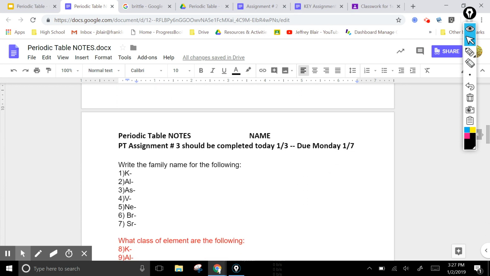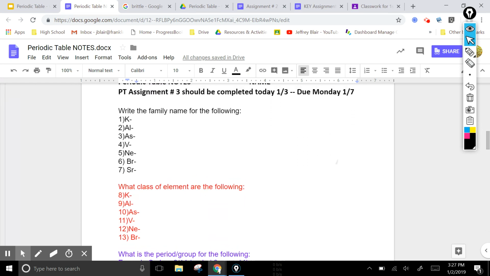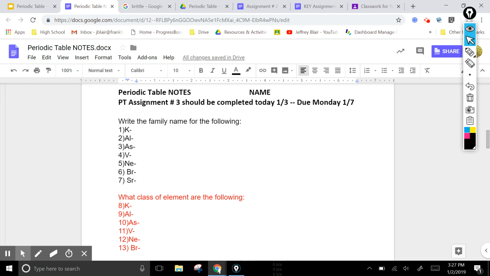I want to point out that this assignment should be completed today. That's what it says on your paper. This is for people that were absent, people who have special education programs, people who just work slower or need more time. You have until Monday the 7th, but a typical student who applies themselves during class today should easily get this done today.